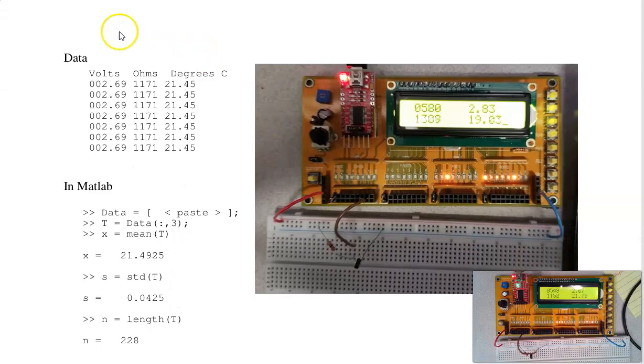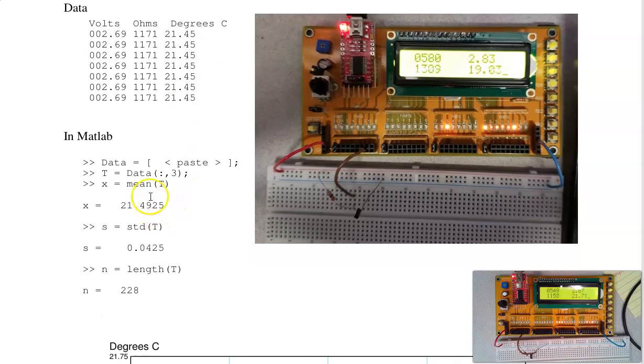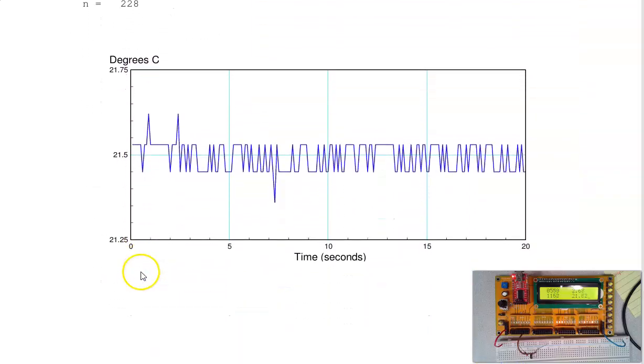Once I get the data, I've got 3 columns of data. I can throw that in MATLAB, pull off the last column, and with that, I can find the mean, standard deviation, sample size. So this is the average of the temperature. Here's the standard deviation. There's the number of data points. And if I plot it, here's what the data looks like.